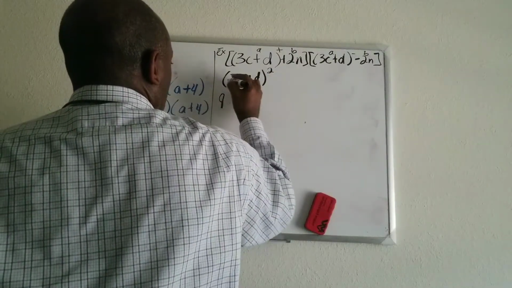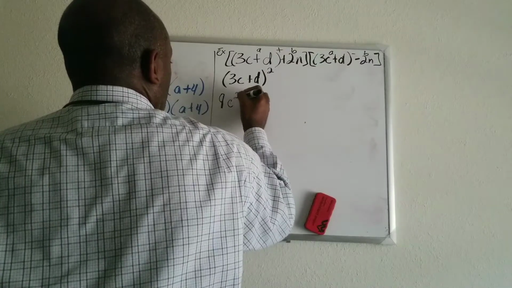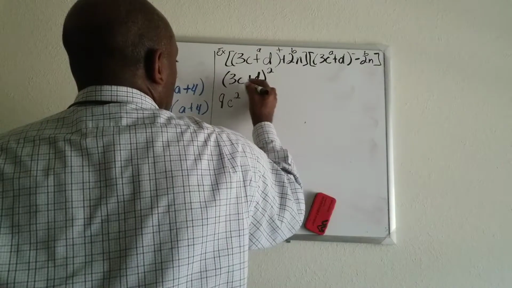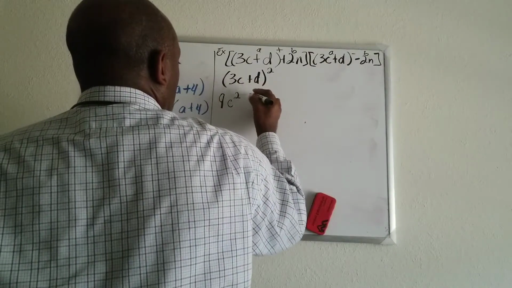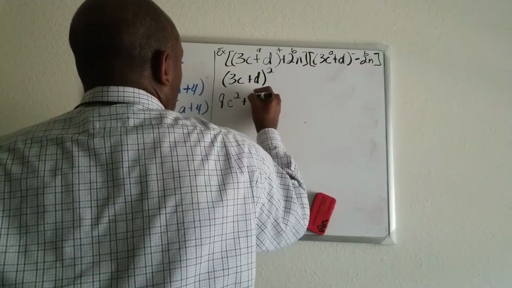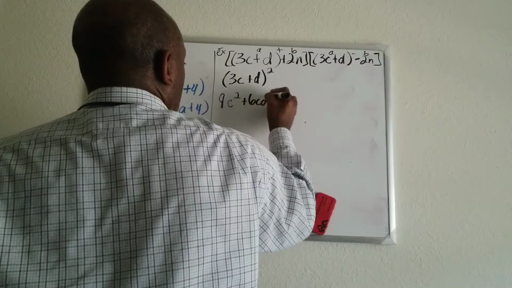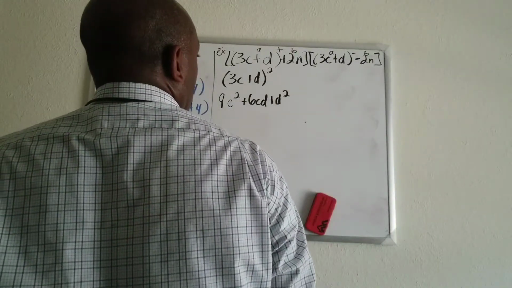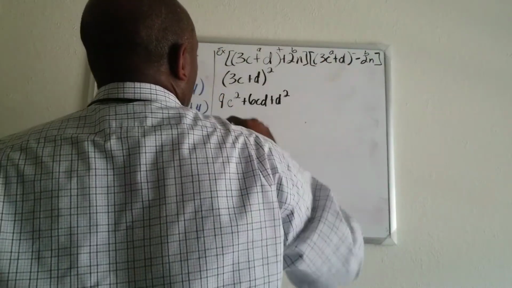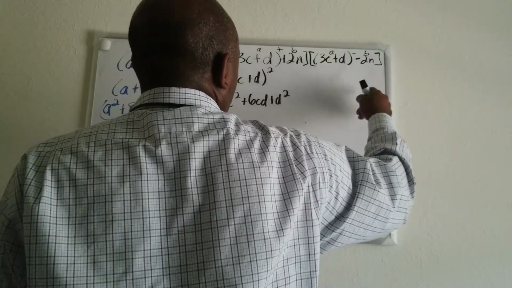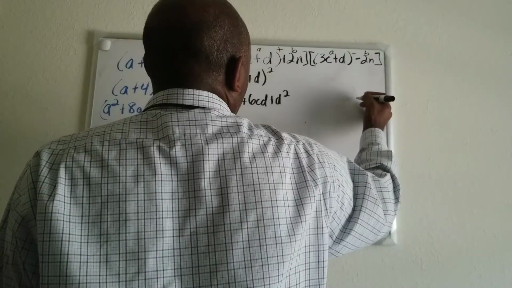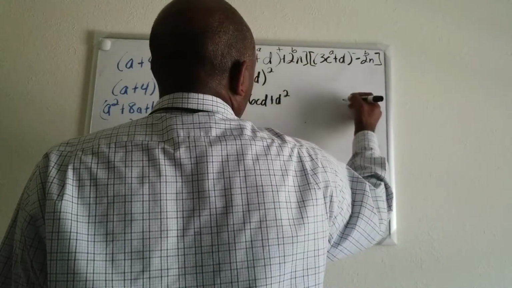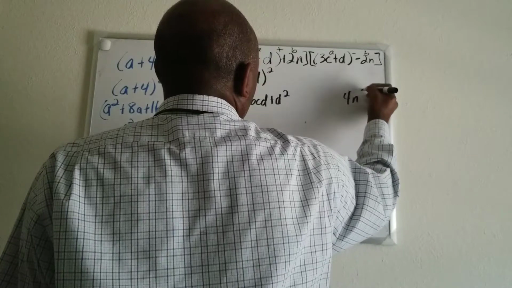That's 9, because 3 squared is 9. Then C squared, and then D times C, CD. So you get 3CD times 2 is 6CD, and then you square the D. That's what you get from there. Then you square the last term, which is going to be 4n squared.